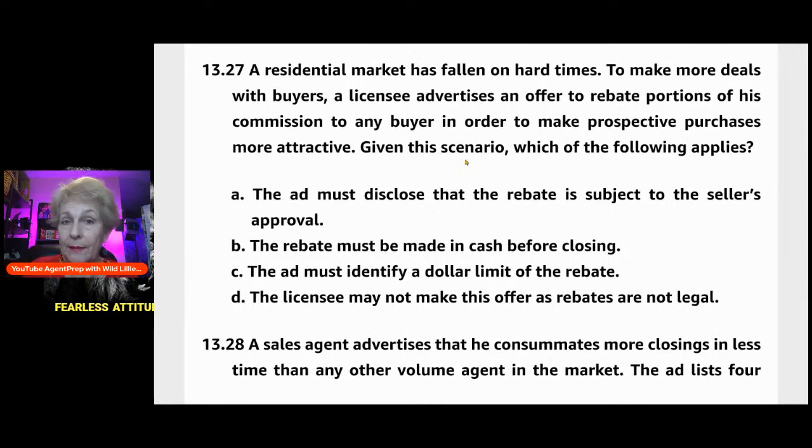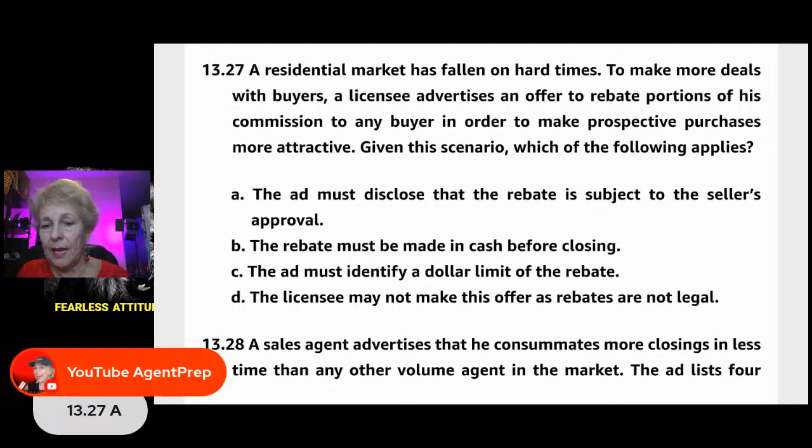More than likely, right? That's where the majority of the commissions come from: the commission that is paid from the seller to the brokerage, and then the brokerage listing agent shares with the other broker. So if the buyer agent is advertising that and the seller is not aware, the seller may not like that. So it has to be disclosed, okay, by both parties, to both parties. So 13, 27, A. Do you all understand that?